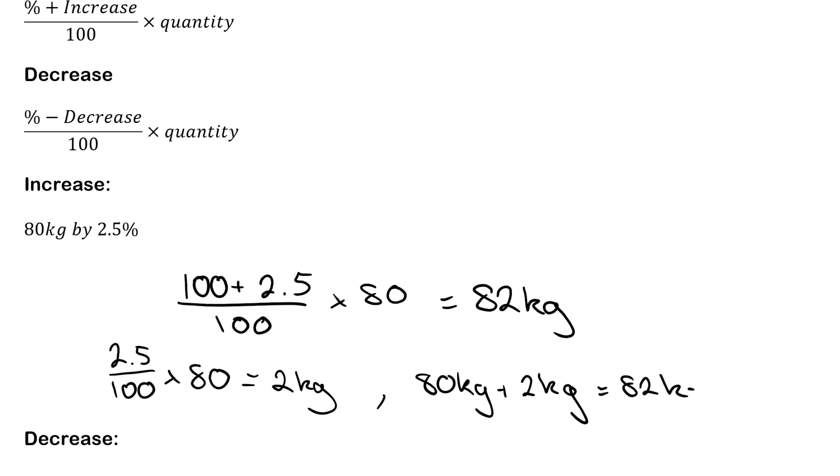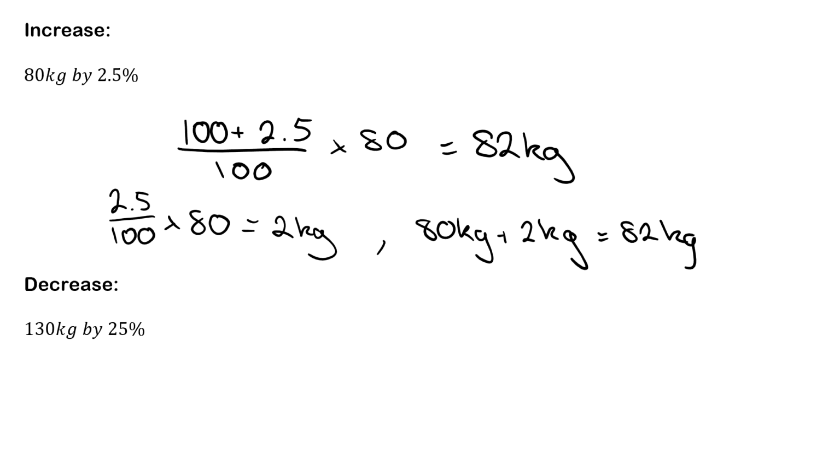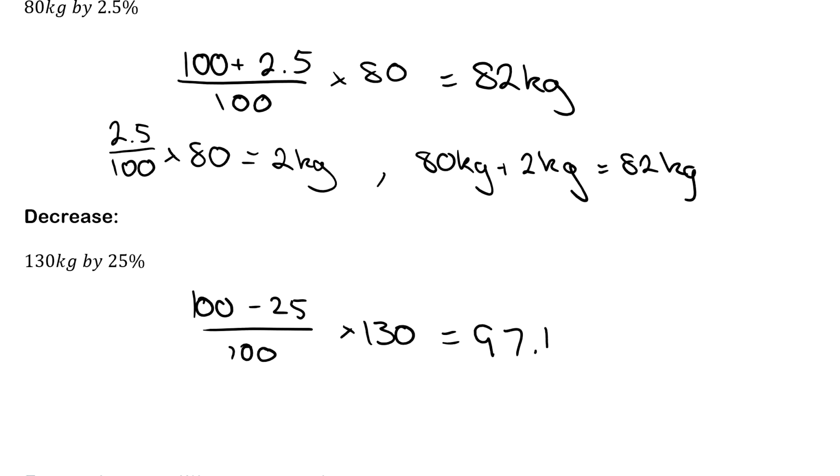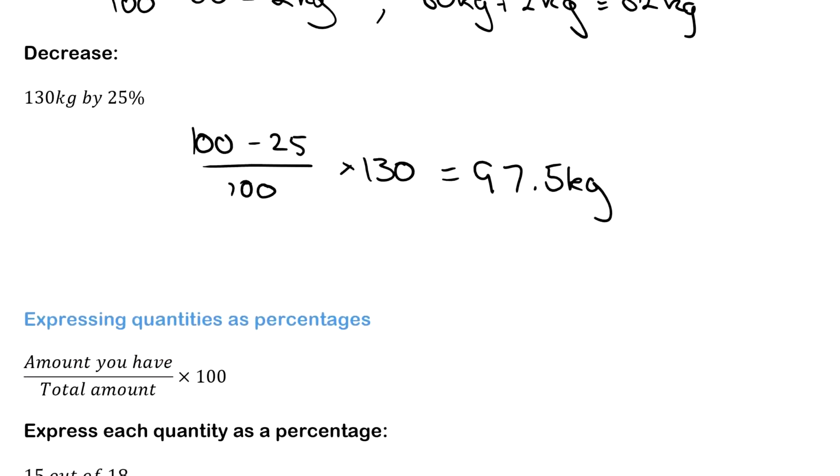So both ways work. If I'm doing a decrease, it's the same way, except I'm going to have 100 take away 25, all over 100 times 130 kilograms. And we end up with 97.5 kilograms. In the same way we could have done it, we could have found what 25% is and then take that away from the original.